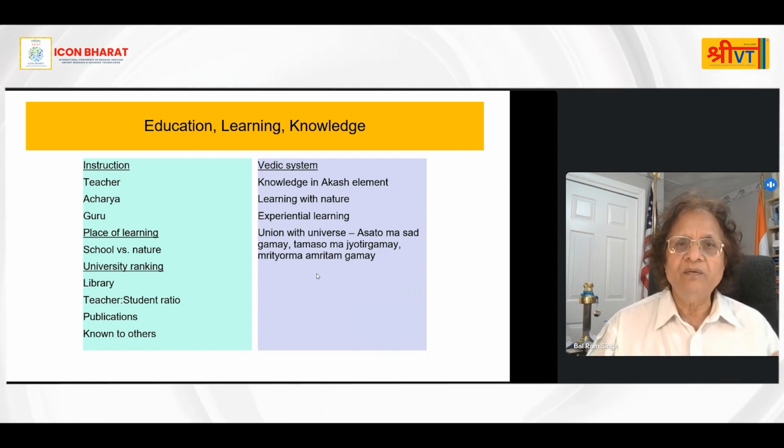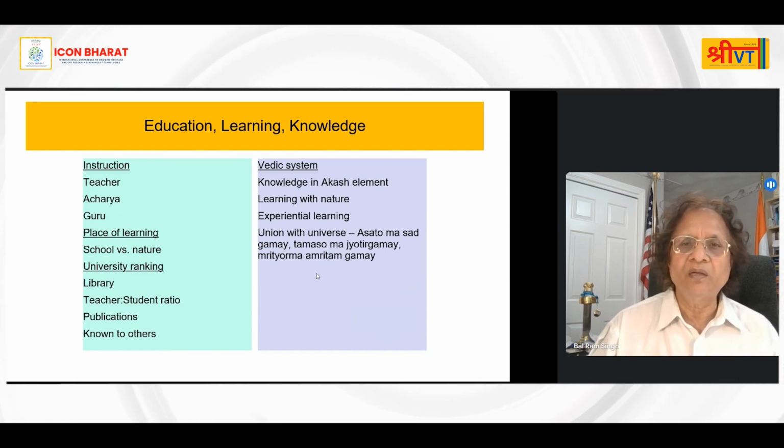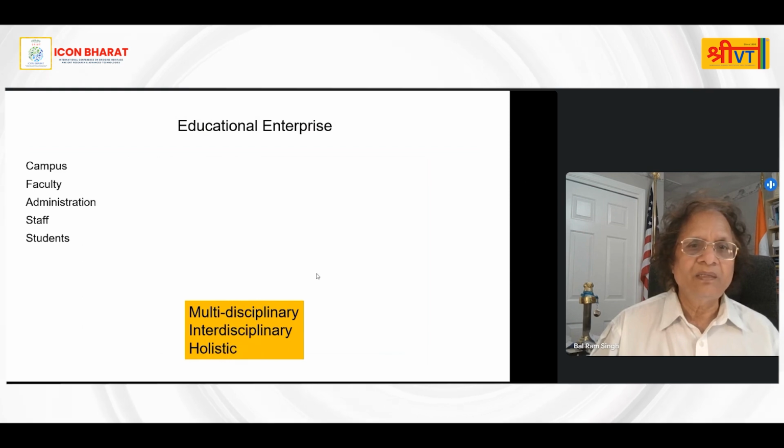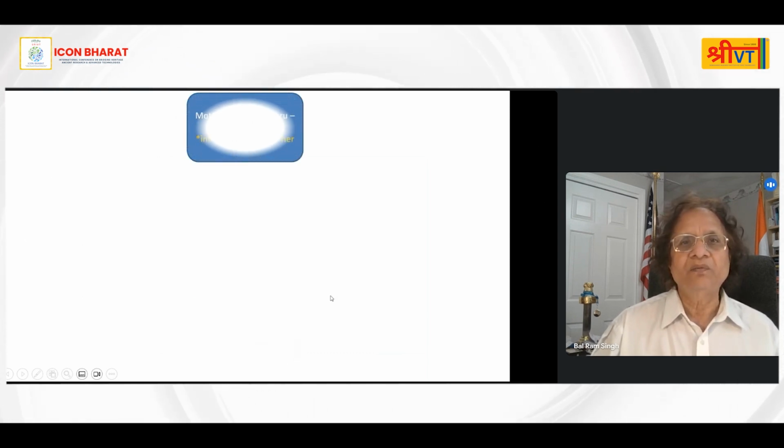So you learn from untruth or ignorance to the truth, and then from the dark or ignorance to light or knowledge, and then you become immortal in terms of knowledge. So in the education enterprise, like I said earlier, in this Indian model you can have everything else here, but it will be holistic, not just interdisciplinary or multidisciplinary, but you have to be holistic. You have to be part of it. And that's the way these things happen.